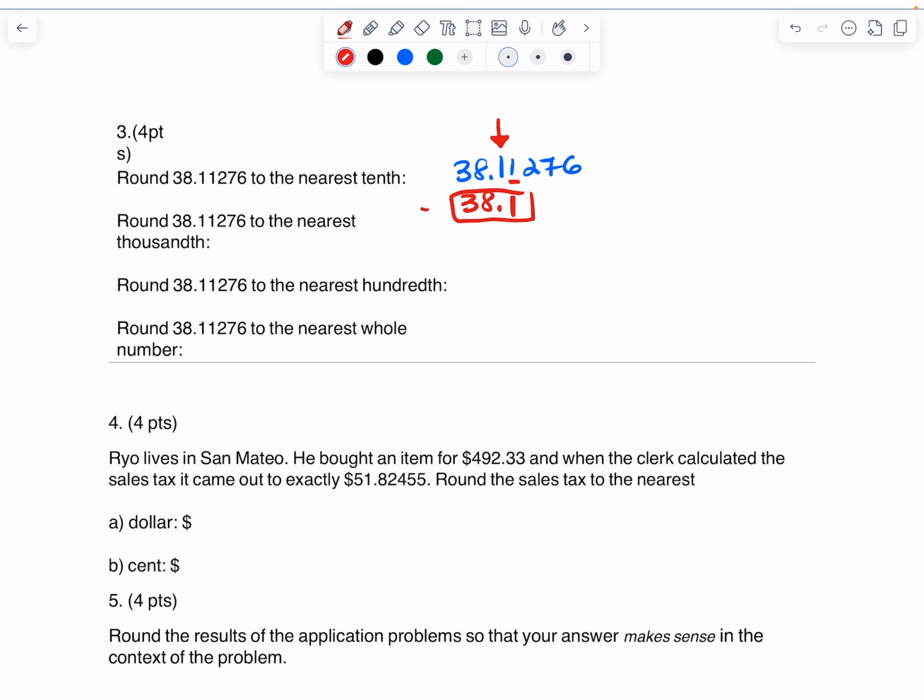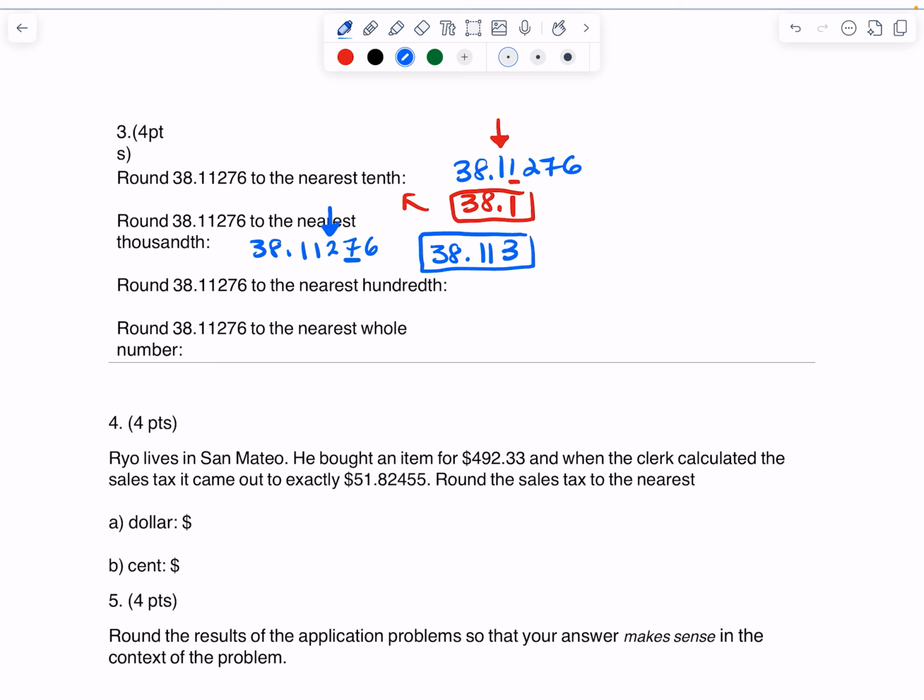Okay, the next one says round 38.11276 to the nearest thousandths. So we got tenths, hundredths, thousandths. So that 2 is in that place value. So 38.11276. I'm going to put the arrow above it. I'm looking behind it. This time around, we have a 7. 7 is greater than or equal to 5, so therefore I have to round the 2 up 1 digit. So the answer is going to be 38.113. Again, I had to round up 1 digit because the digit after the 2 was greater than 5.